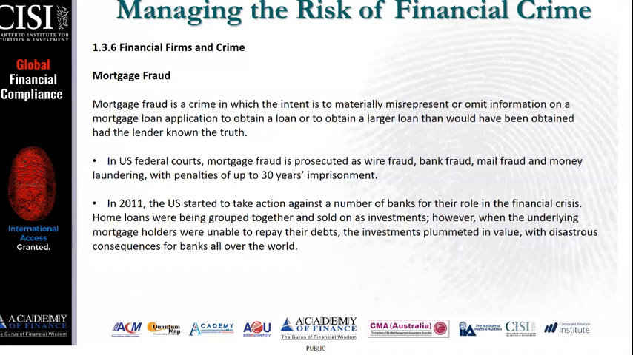In US federal courts, mortgage fraud is prosecuted the same as wire fraud, bank fraud, mail fraud and money laundering, and it carries a 30-year imprisonment. In 2011, the US started to take action against a number of banks for their role in the financial crisis. Home loans were being grouped together and sold as investments. If you look at the 2008 financial crisis, it started as a result of the housing bubble.